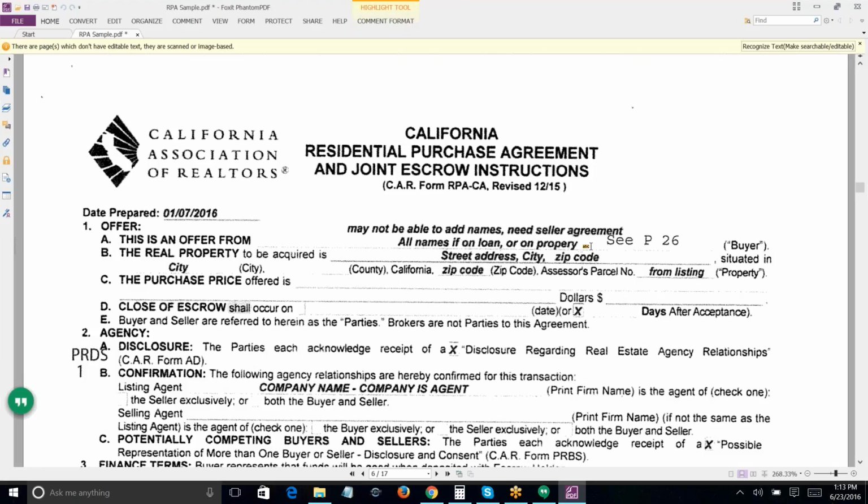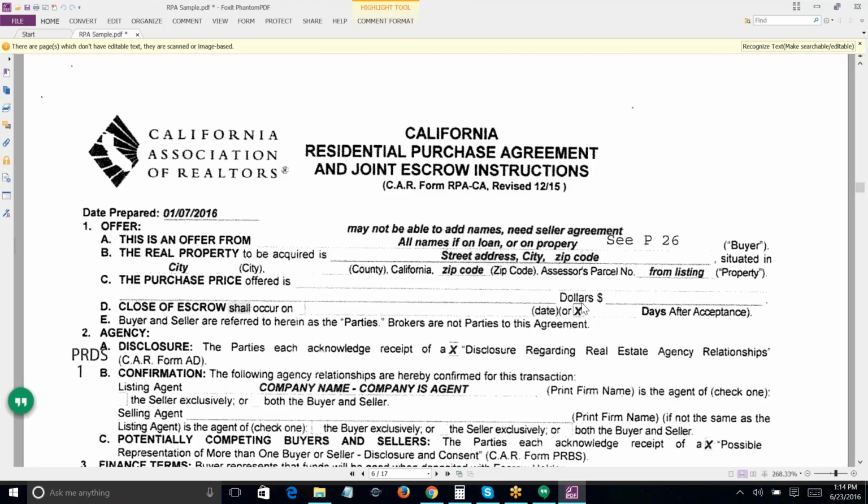All right, so the property to be acquired is street address, city, and zip code. City, county, state, you fill all that in. The assessor's parcel number you get from the multiple listing service. You can put that in the form if you use MLS Connect, which I was talking about last time. How many of you saw me talk about MLS Connect? That's many of you, great. It'll automatically import all that information, including the assessor's parcel number, and it saves you a lot of time.